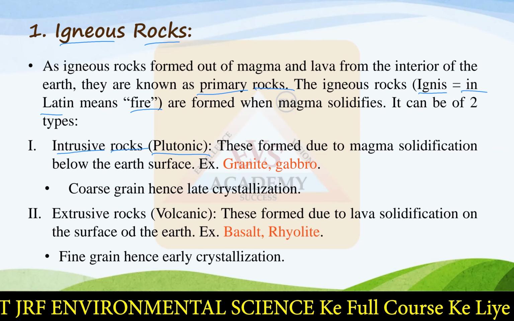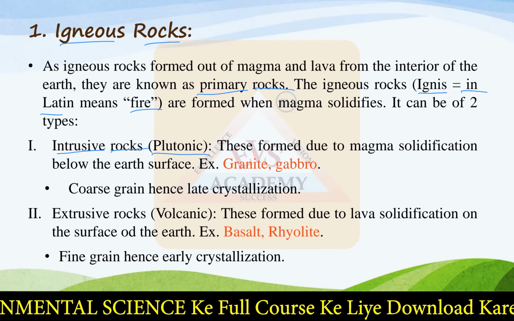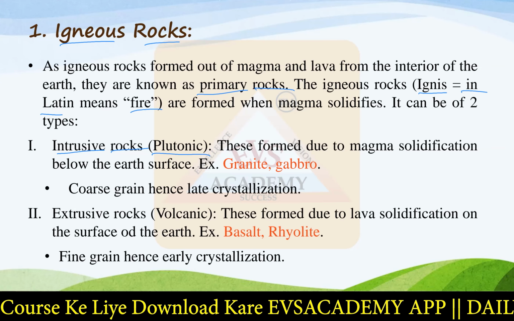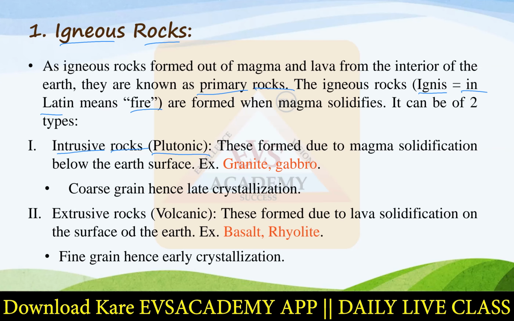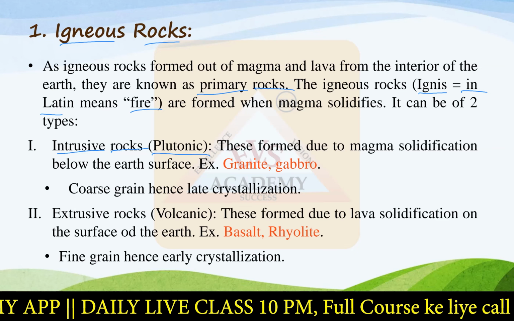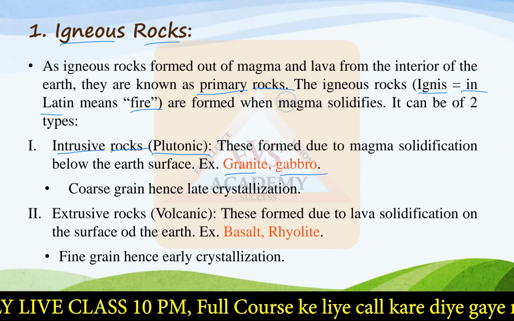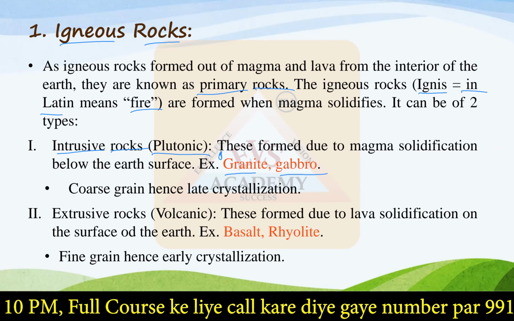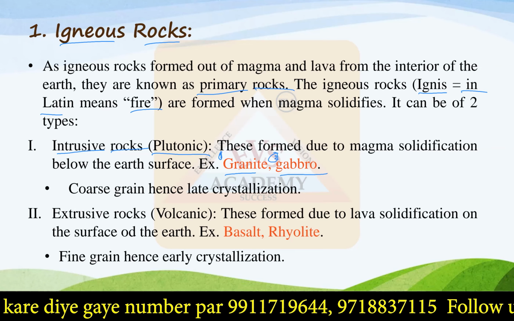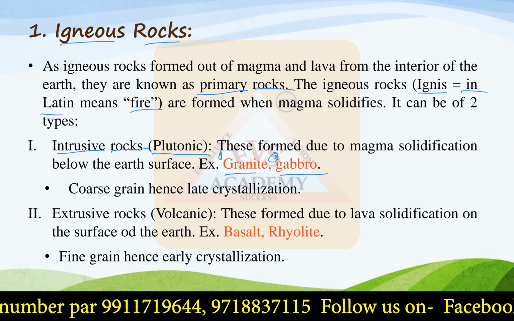These are formed due to magma solidification in the interior of the earth, below the earth's surface. The rocks created by this intrusive or plutonic process are granite and gabbro. Both are examples of igneous rocks. And which type of igneous rocks? The intrusive type of igneous rocks: granite and gabbro.